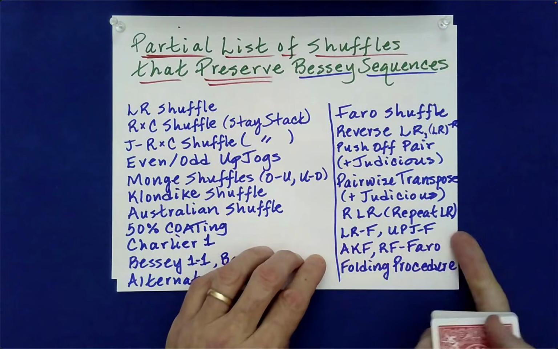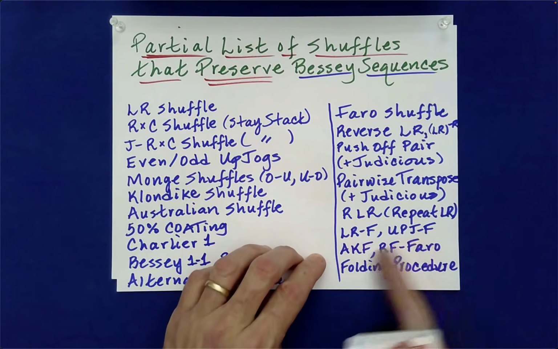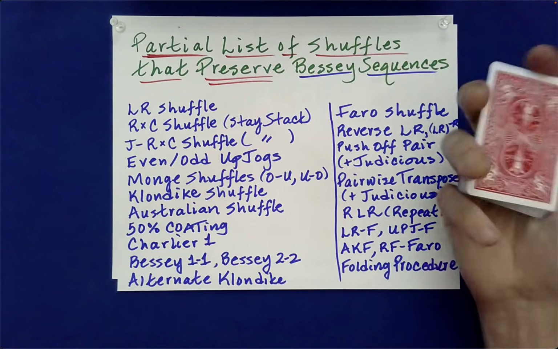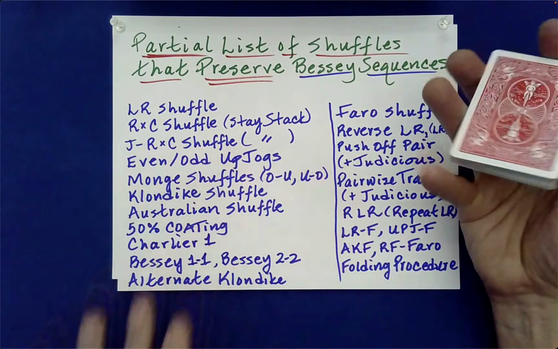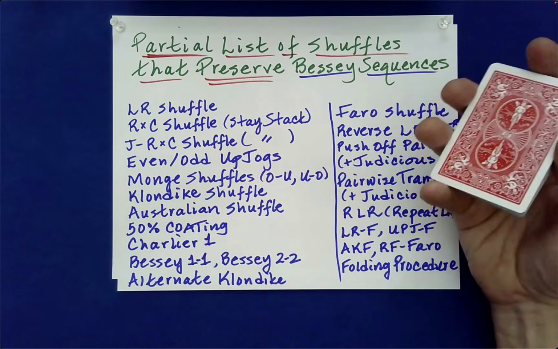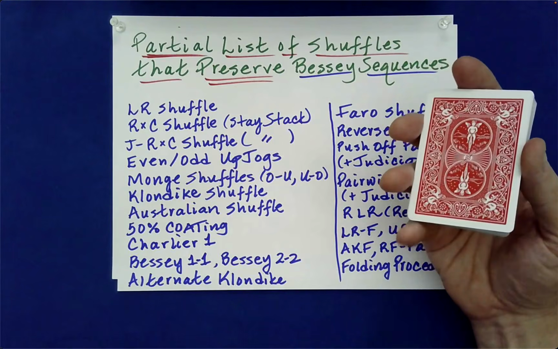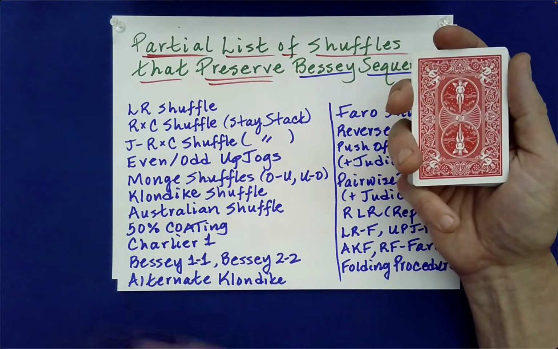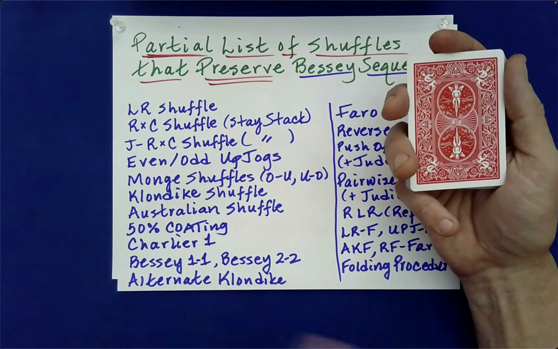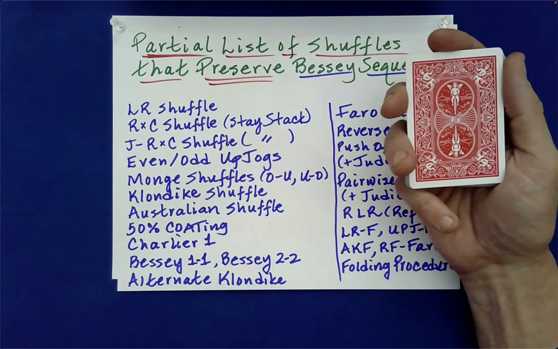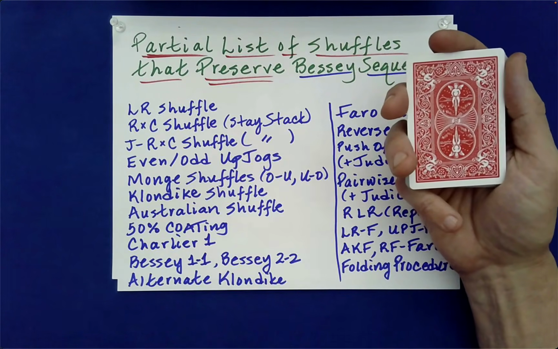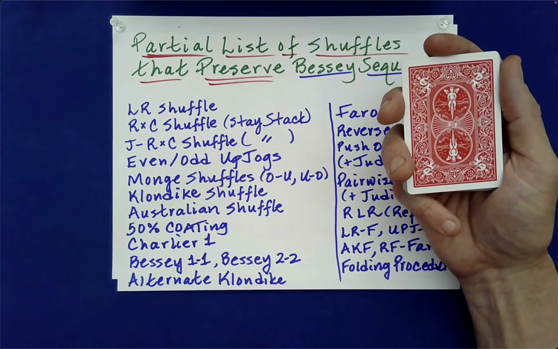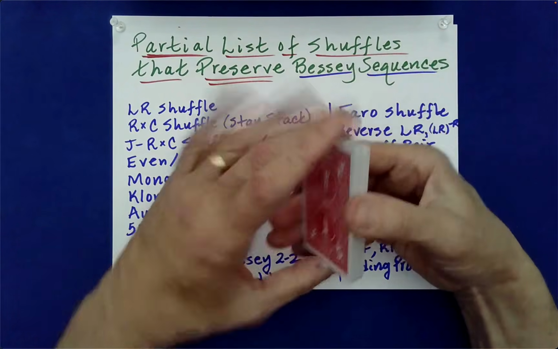We have a number of ways of mixing the cards where we're flipping half of them. We have a folding procedure, which is kind of cool. And this is just a partial list of the ones that preserve Bessey sequences of length 8. But anything that holds a Bessey sequence of length 8 fixed or undisturbed or converts it to its inversion will also work for a Bessey sequence of length 32, okay?